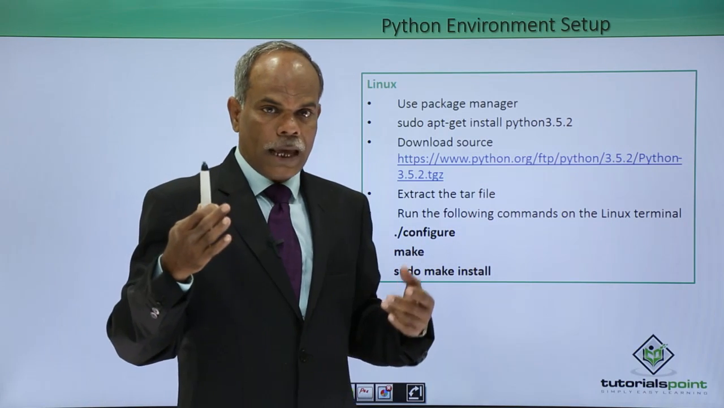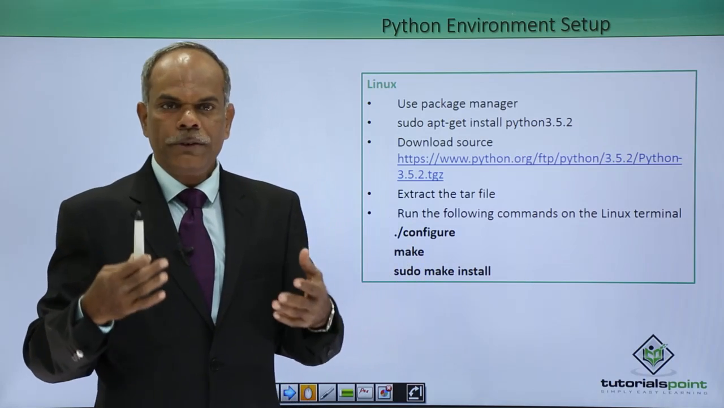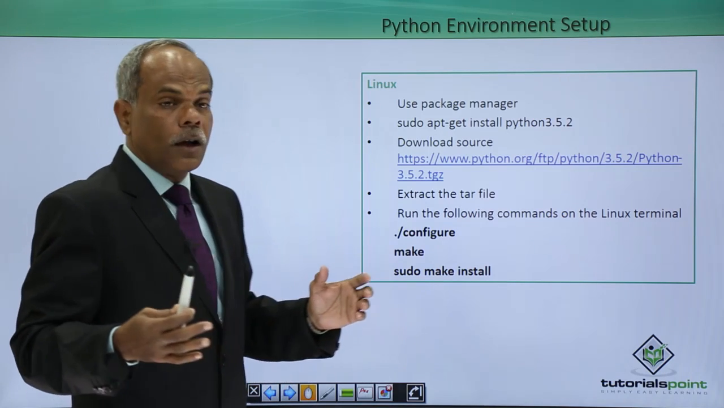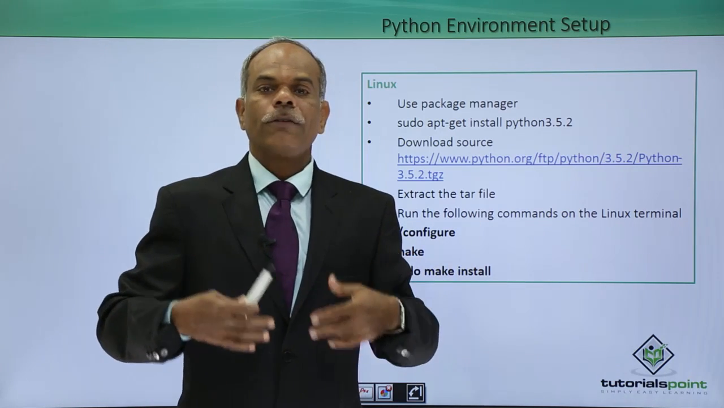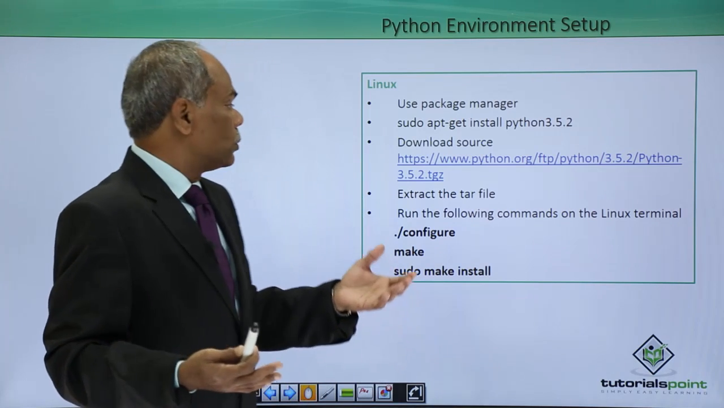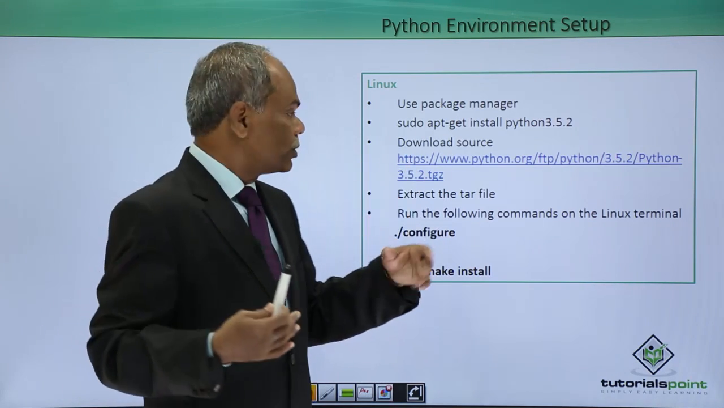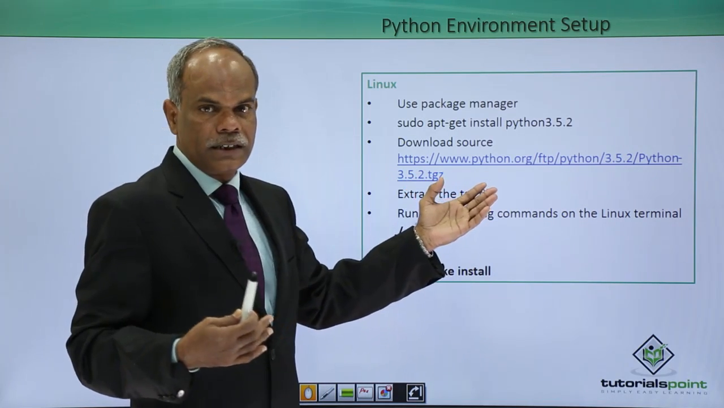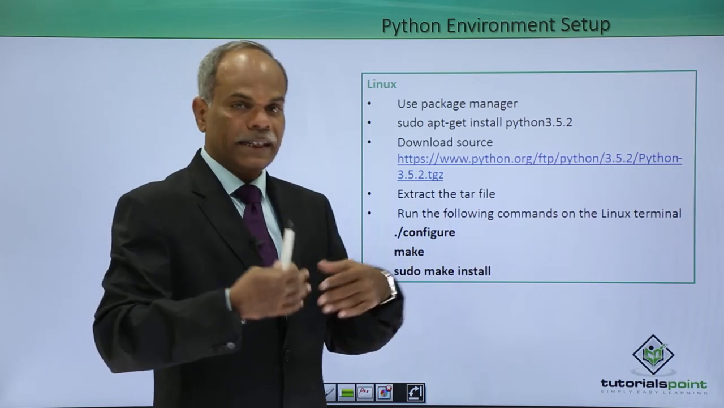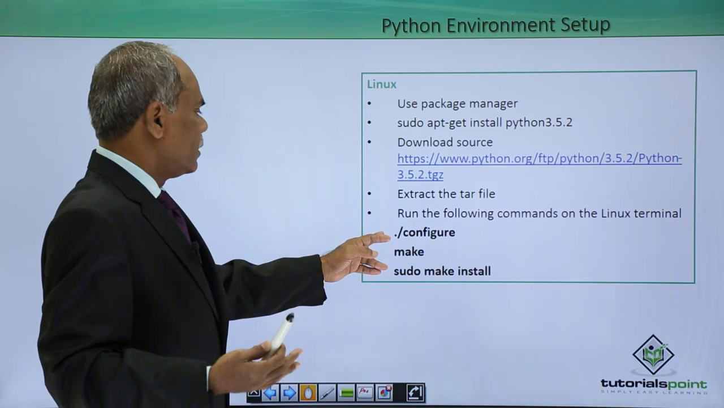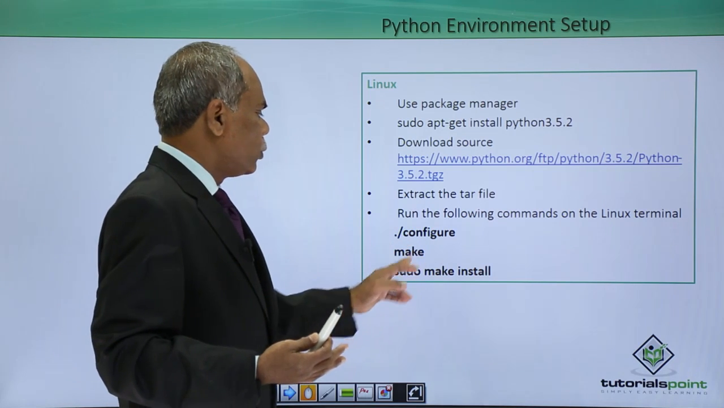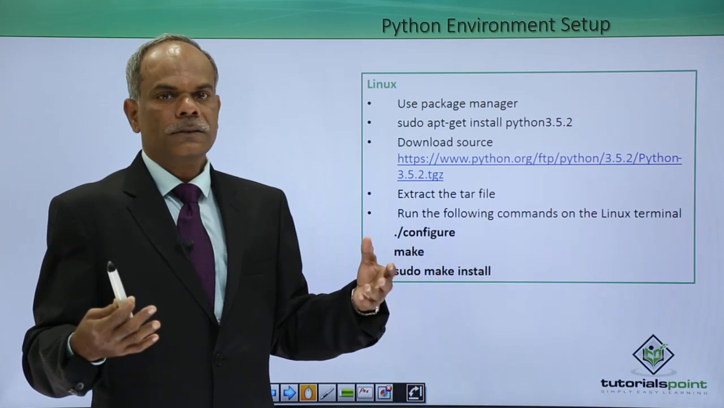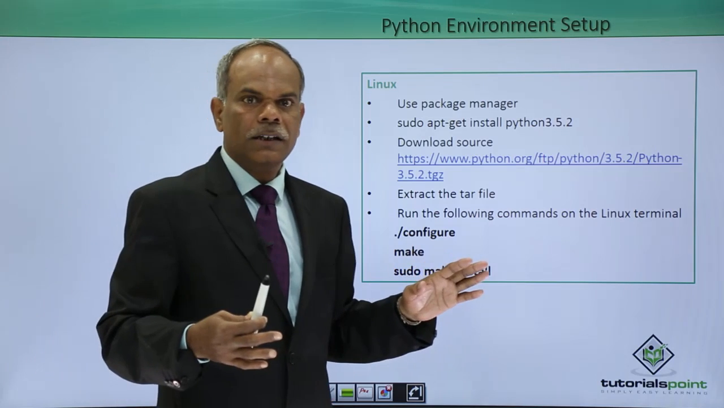Remember to have administrator or root privilege. That's why the sudo word has been attached to it. You can also install Python right from the source. So, if you want to download the source from the given link, you can download the TGZ, the tar file, extract it, and follow this procedure. Configure, make, sudo make install. These three steps will ensure that Python is installed at its appointed place in the Linux file system.